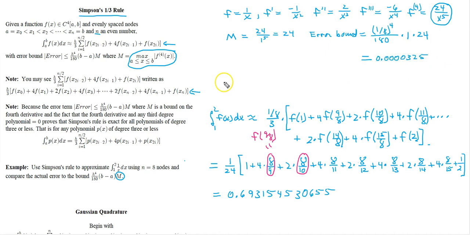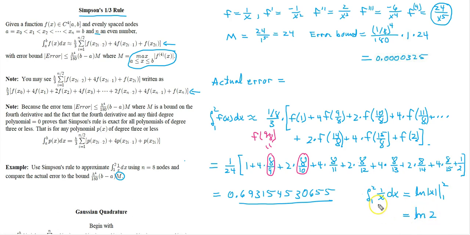Now let's check the actual error that we incurred with this approximation down here. So our actual error. Now of course, we have to find out what our actual value for that definite integral is. Well, the integral from 1 to 2 is natural log absolute value of x evaluated from 1 to 2, which of course is just the natural log of 2. So that's actually what this definite integral is. It's the natural log of 2.